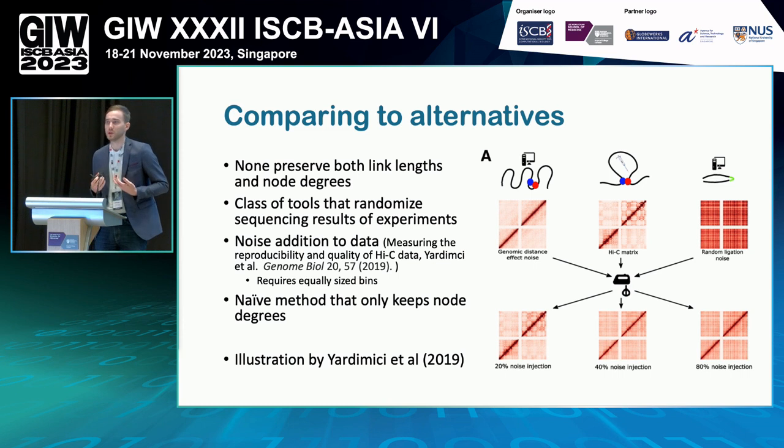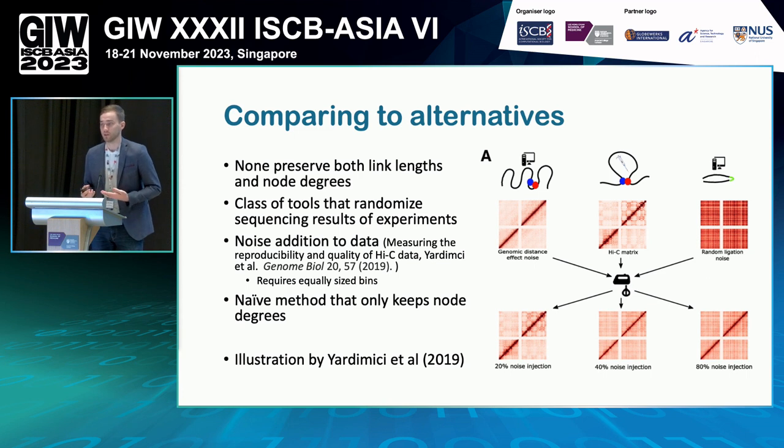So once we obtained the randomized graphs, we needed to compare them to the alternatives. However, no existing methods exist that preserve both link lengths and the node degrees. There are quite a few tools that randomize sequencing results of experiments, but they don't work with graphs, so we didn't consider them.